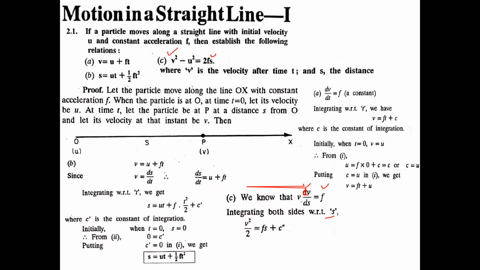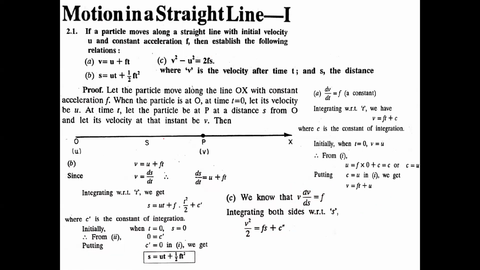Because we have v dv, its integration will be v square by 2. Or you can say we can use the variable separable technique: v dv is equal to f ds. So the integration of v dv will be v square by 2. f ds means fs, and the constant of integration is c double dash.